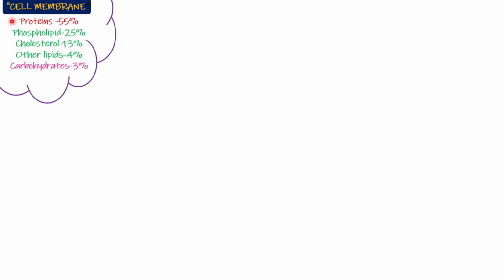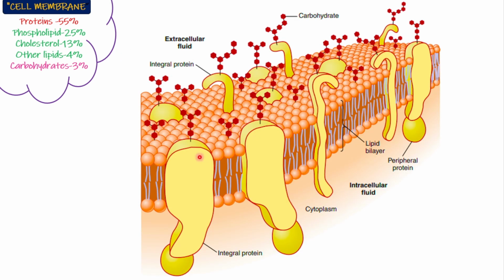Okay, so cell membrane, this is a very high yield topic. Cell membrane basically consists of three things: the proteins, the lipids, and the carbohydrates. Now, the lipids are present in the form of phospholipids, cholesterol, and other lipids. So, this is the cell membrane.